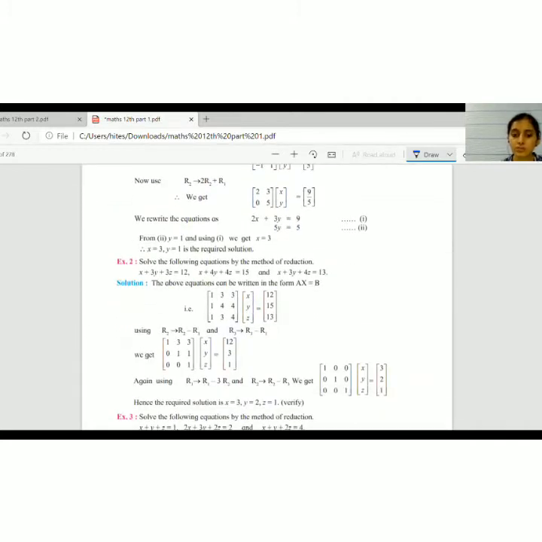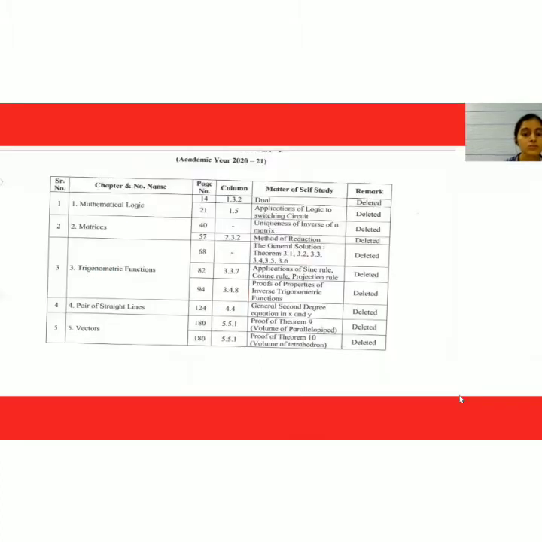Though it is very simple, you just have to convert the given matrix of coefficients into an identity matrix. When you do that, you get the answer for your variables, but it is under the non-evaluative section. So this is chapter 2. Let's move to the next chapter, chapter 3. So chapter 3 is trigonometric functions.